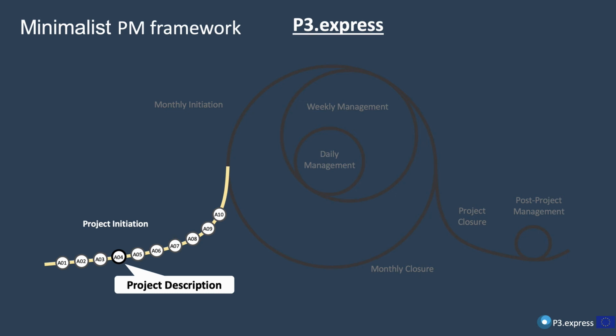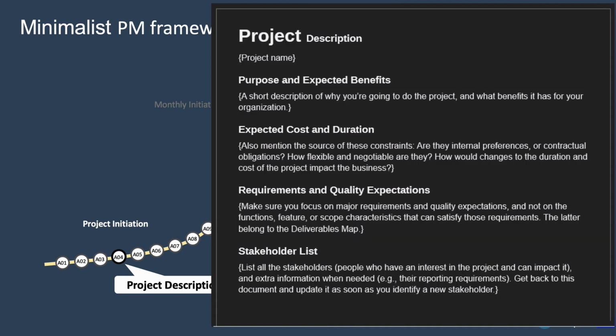So activity 4 is to do with the project description. Okay, so we provide a template, or P3.express provides a very simple template. This is it. So you can add in the project name, then you can add in some information on the purpose and expected benefits. So what's the purpose of the project, the expected costs and duration, the requirements and quality expectations, and our stakeholder list as well, which we have included over here. So let's fill this in.